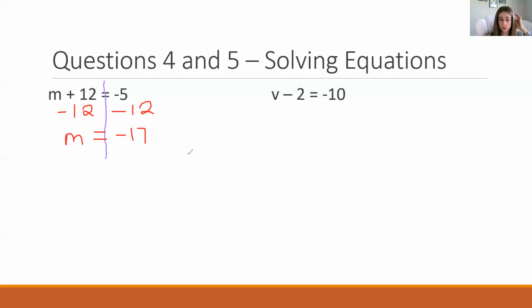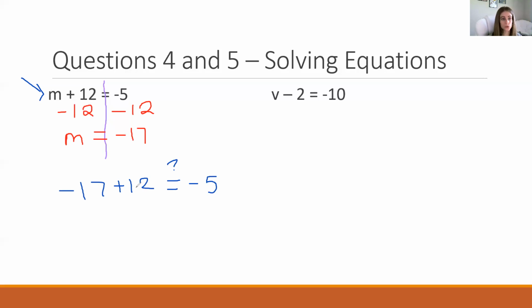Now, if you wanted to double check your work because you're like, ooh, I really don't want to mix this up, I'll show you on this one how you can do that. Now that we know m is -17, you can substitute, you can put this in for m and see if you really get the answer of -5. So -17 plus 12, and we want to see if it really equals -5. That'll tell us whether we did our math right or not. -17 plus 12, their signs are opposite.